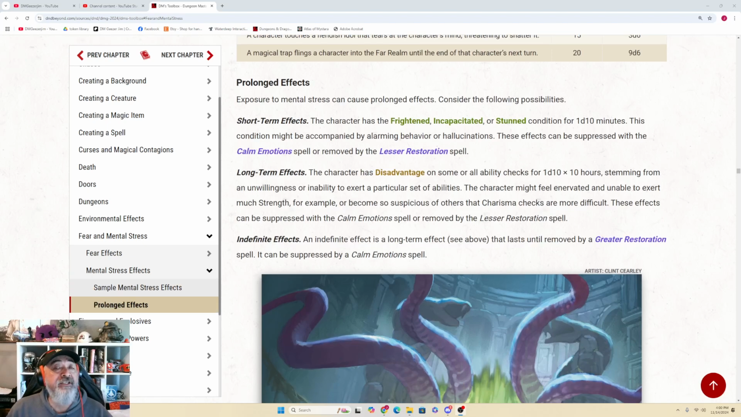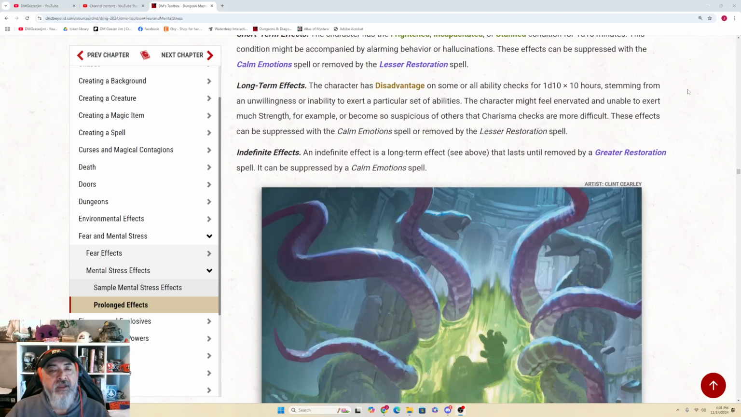Exposure to mental stress can cause prolonged effects. Consider the following possibilities. Short-term effects: the character has the frightened, the incapacitated, or the stunned condition for 1d10 minutes. This condition might be accompanied by alarming behavior or hallucinations. These effects can be suppressed with the Calm Emotion spell or removed by the Lesser Restoration spell.